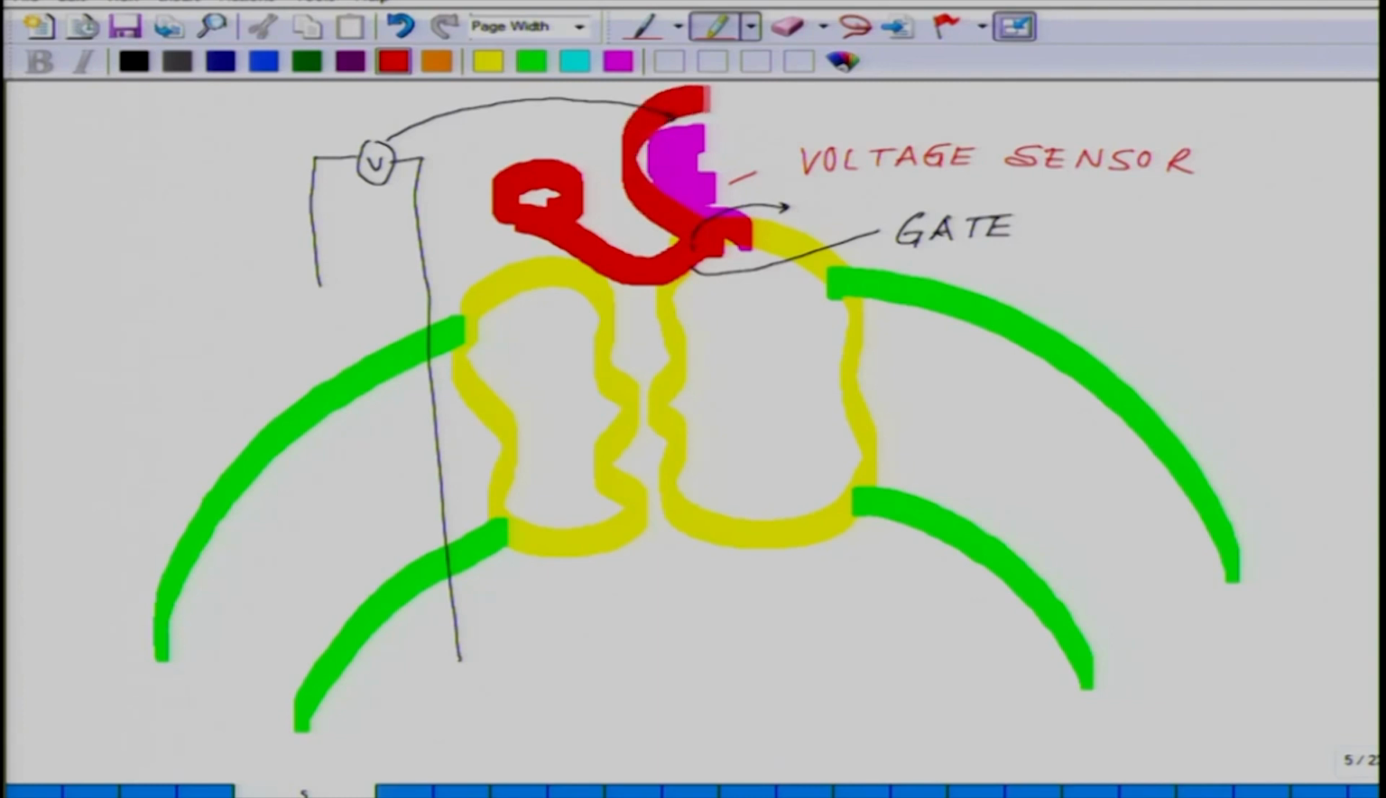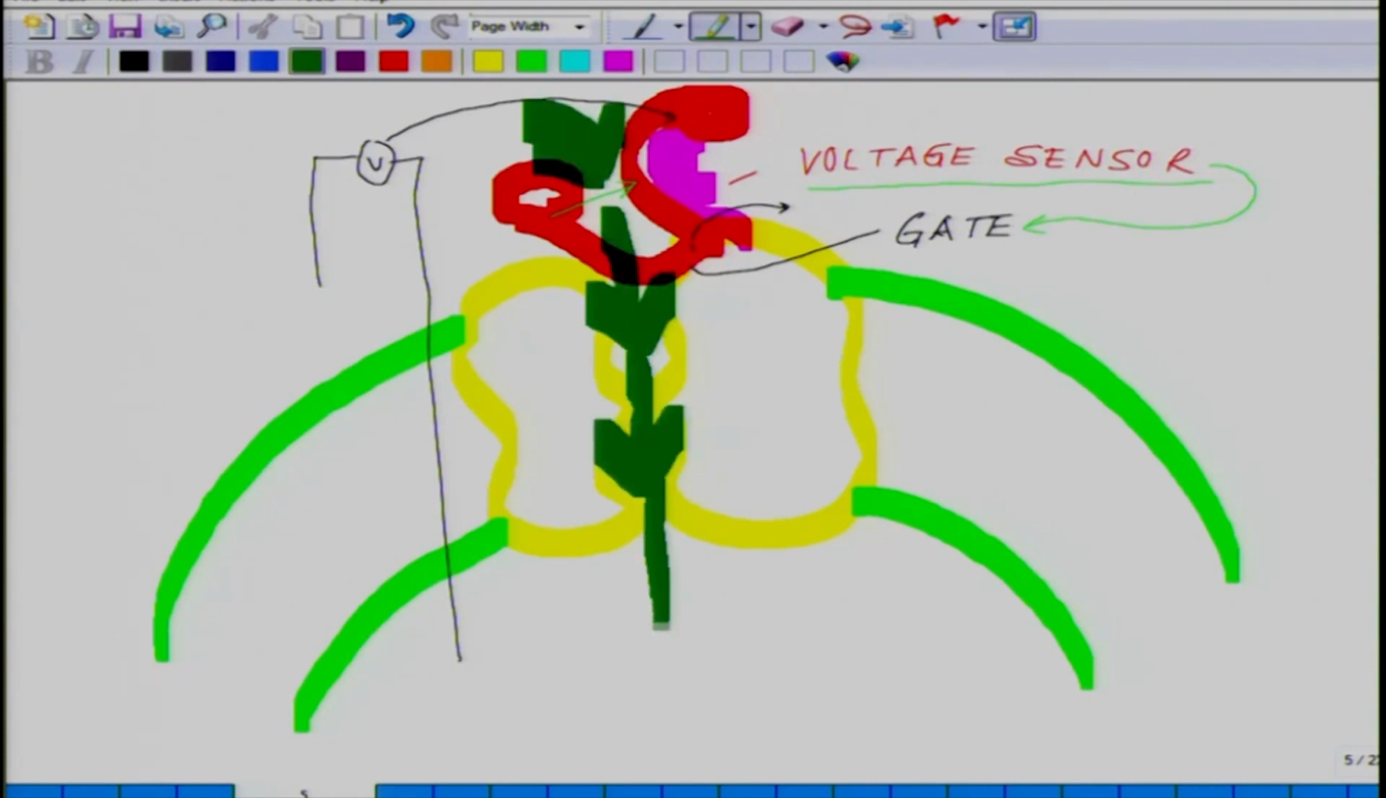So, the next position of the gate is like this, and during that event the gate is actually moving from here to here. Whenever the voltage sensor sends the necessary voltage, it opens up the gate, and followed by that the flux, or the stream, of sodium starts moving in through this. And these ports, we are talking about the sodium.